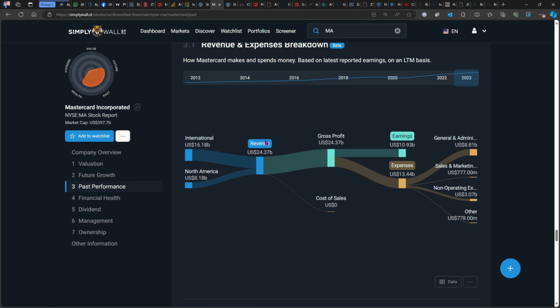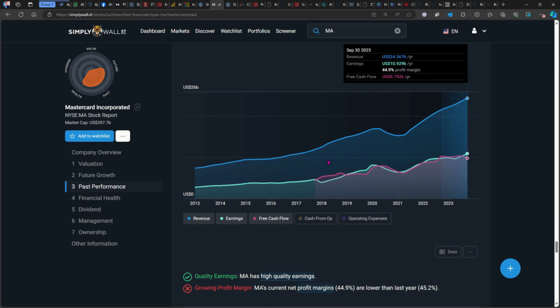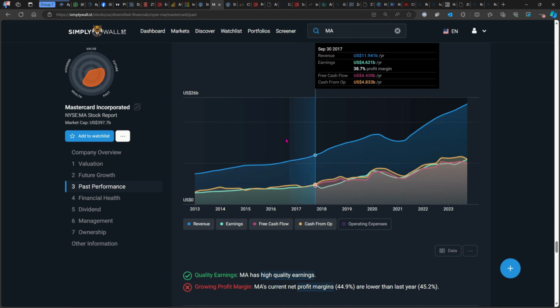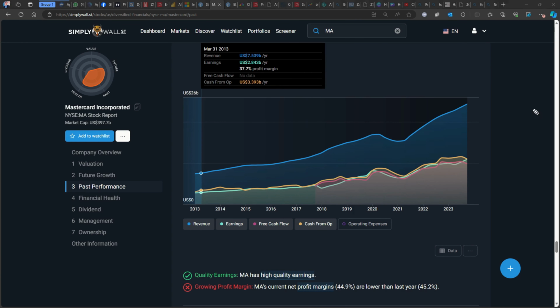North America is less than half, right? So it's more geographically diversified. It's making very consistent gains. Although it did suffer a little bit from the pandemic, if you average out the line, it's still going upwards. Just average out the line, right? So this recovered, and it has more than 30% net margin, and pretty consistent cash flow.